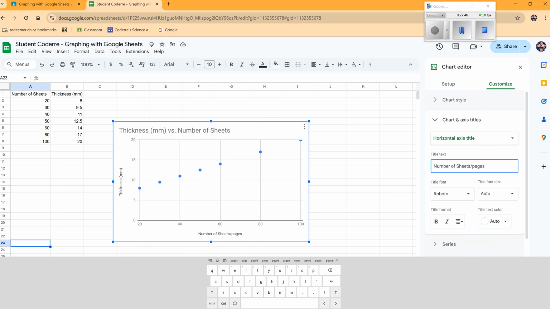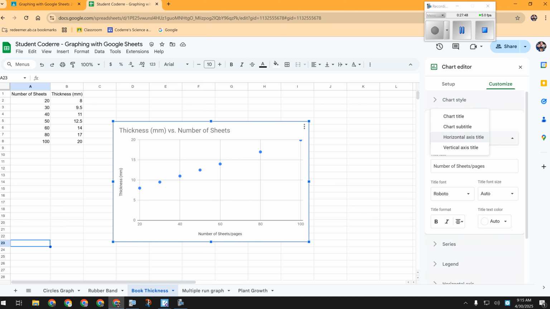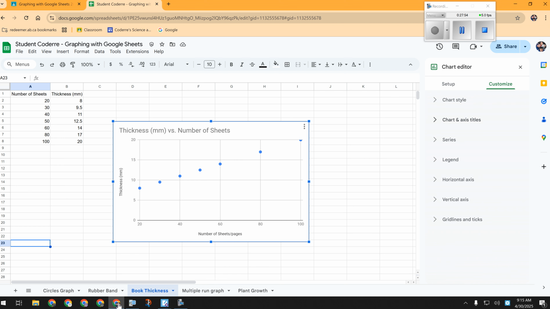Okay, if we wanted to go to the vertical, we just click on that arrow and it would change over to the vertical, and we could change the vertical one. It says thickness in millimeters. That's fine. Okay, this is the one where we're probably going to do the most changing around, in the series menu. So just click on the drop down there for series, and there's quite a bit of stuff in here.